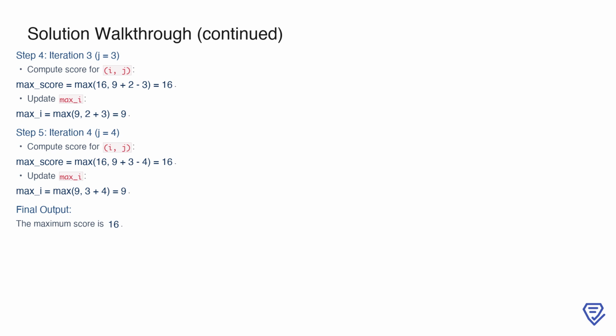In the fourth and final iteration, where j equals 4, we compute the score as max_score equals max(16, 9 plus 3 to 4), which also evaluates to 16. As such, max_score remains 16. Finally, we update max_I to max(9, 3 plus 4), which keeps max_I at 9. At the end of this example, the maximum score we achieve is 16.